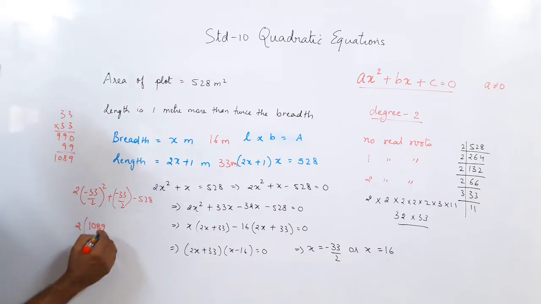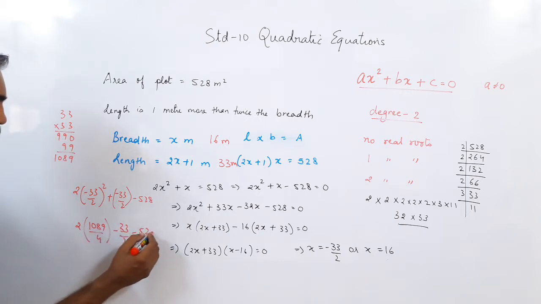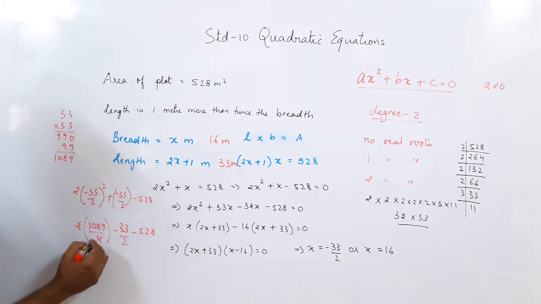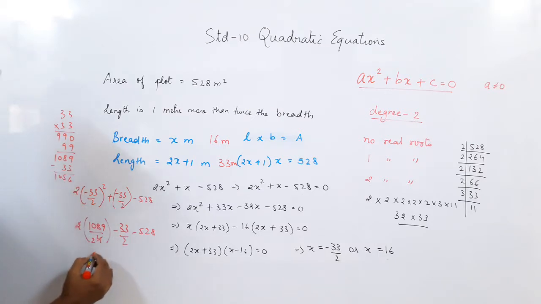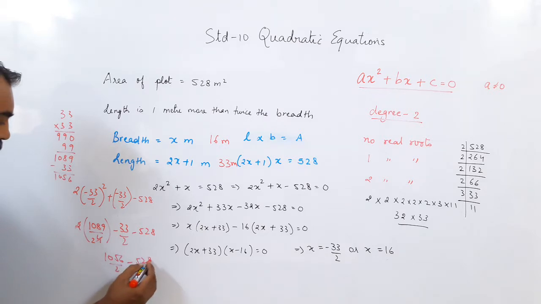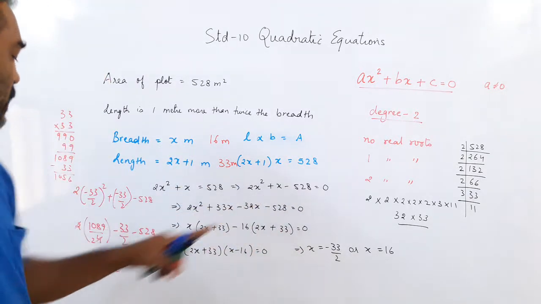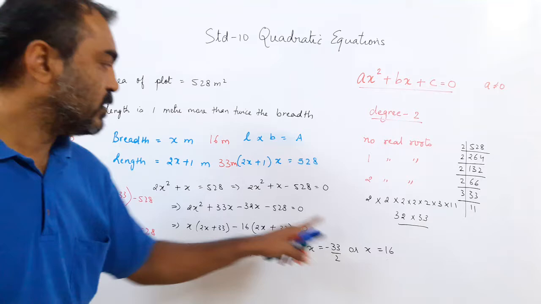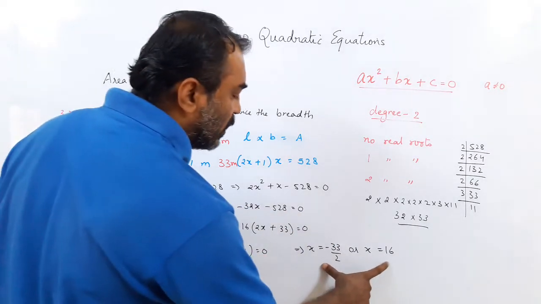1089 upon 4 minus 33 upon 2 minus 528. 2 ones are 2, 2 twos are 4. So 1089 minus 33 is 1056. So I get 1056 upon 2 minus 528. 1056 upon 2 is 528. 528 minus 528 is 0. So when I put x equal to minus 33 by 2 here, I get 0. If I put x equal to 16 here, I will get the same answer. So these two are the roots of the equation.